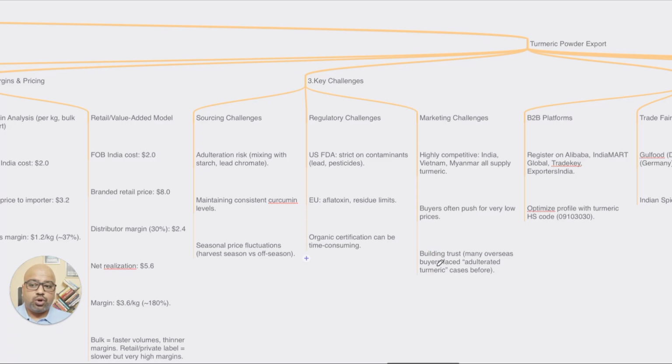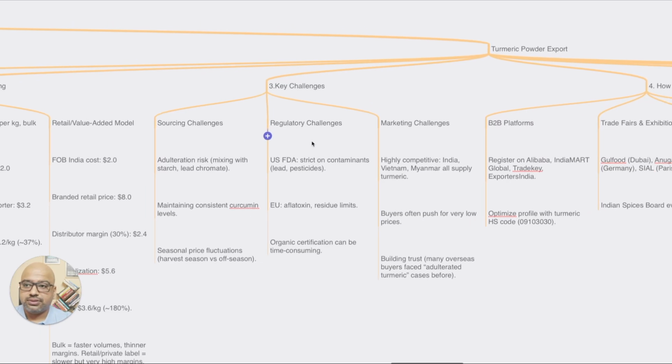Build trust. Overseas buyers, adulterated turmeric. These are things you need to check on a case-to-case basis. Please keep adulteration out of your business. Don't try to get into shortcuts or cut corners. It's going to kill your business.